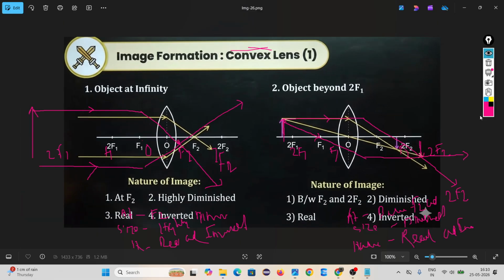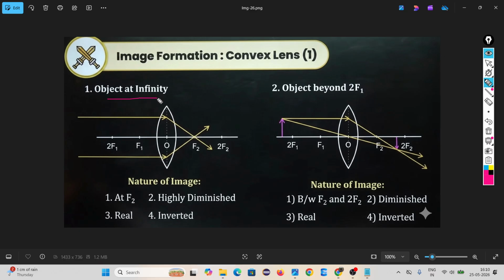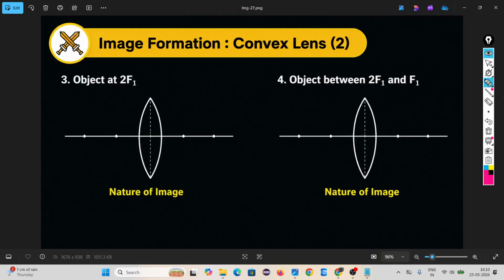Look. Object at infinity, this is the ray diagram. At F2, highly diminished, real, inverted. Between F2 and 2F2, diminished, real, inverted. Okay. Then take the third condition.